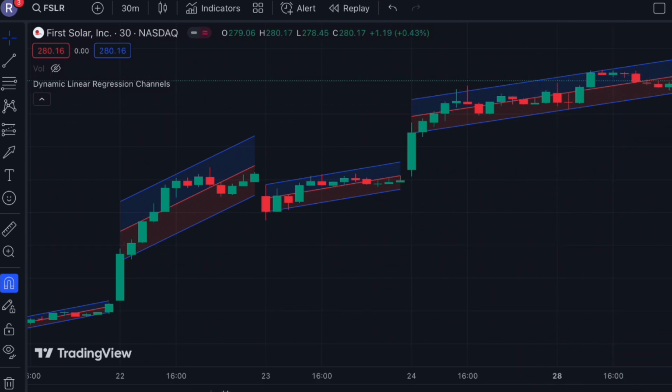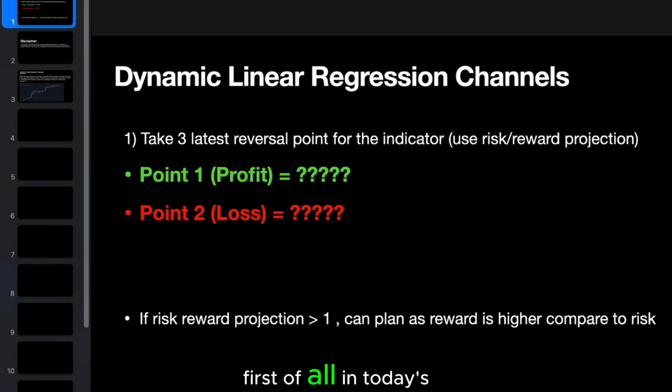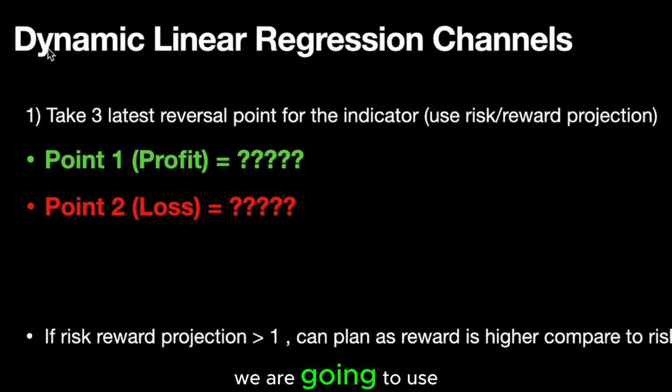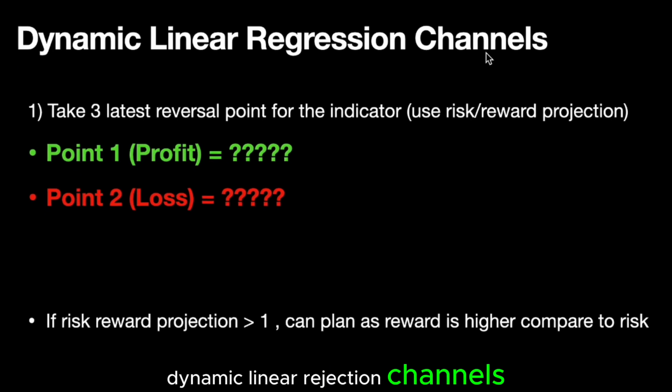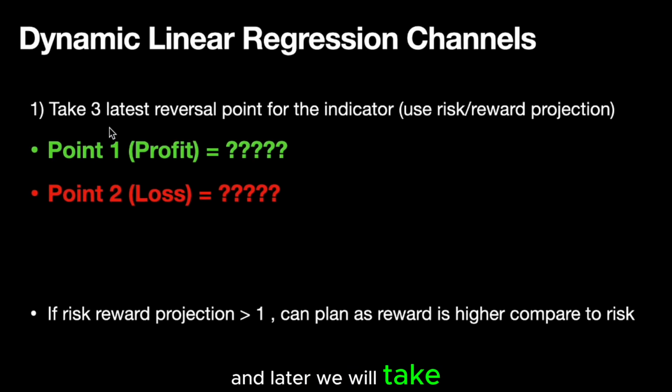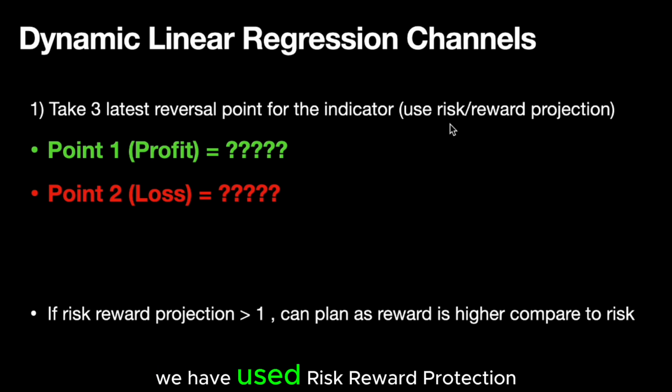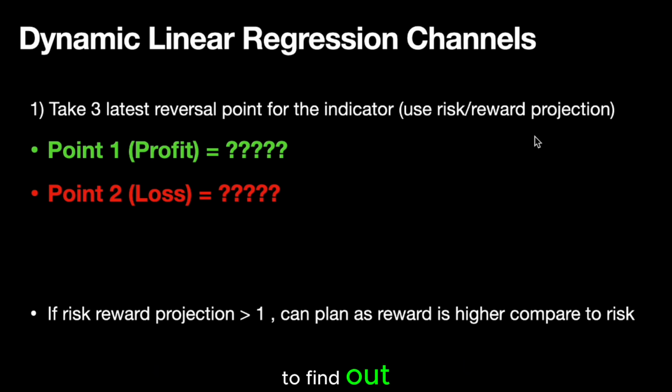So let's start. In today's video, we are going to use dynamic linear regression channels, and later we will take the 3 latest reversal points for the indicator. We will use risk reward projection to find out its profit versus its loss. So in summary, if the risk reward projection is more than 1, we can plan our trade as the reward is higher compared to the risk, so it is a good trade to be strategized.